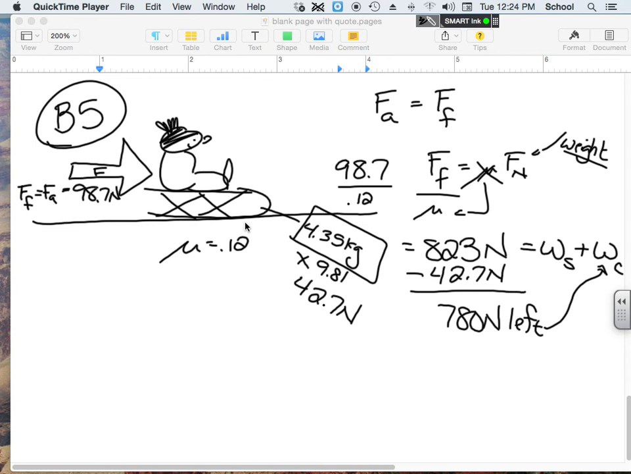And then I also asked for what is Cindy's mass. Well, once I know her weight, I just need to divide by 9.81, and that would give me her mass of 79.5 kilograms.